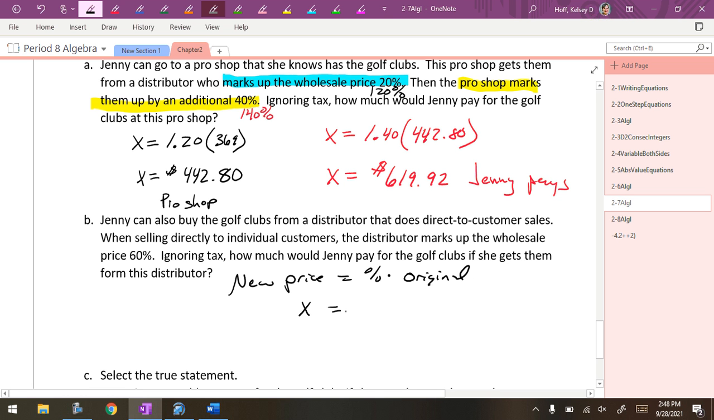Our new price is X. What percentage are we actually paying? 160%, as a decimal is 1.60. What was the original price? 369. If Jenny went straight to the distributor, how much would she pay? 590.40? Anybody else? 590.40. Yes?